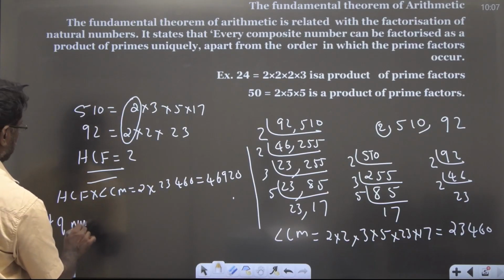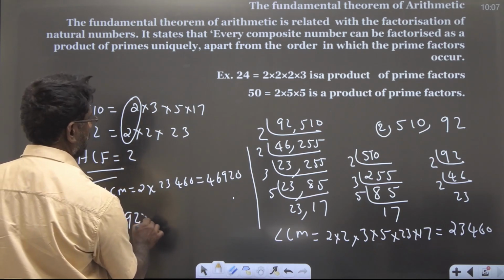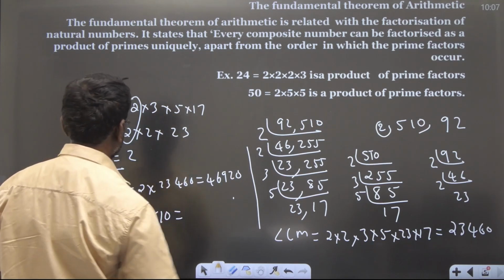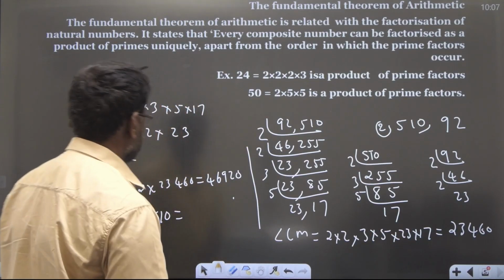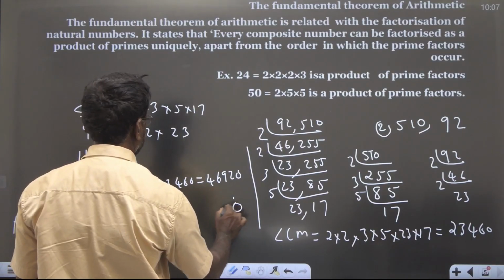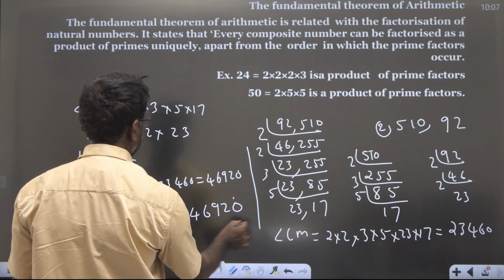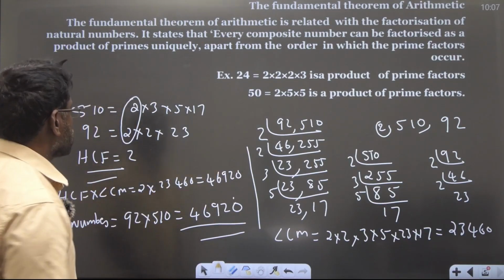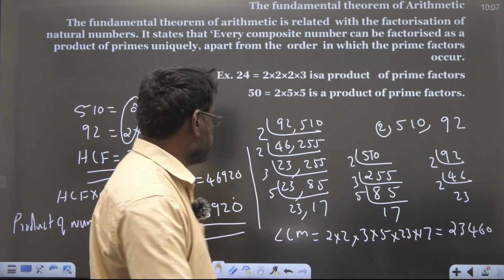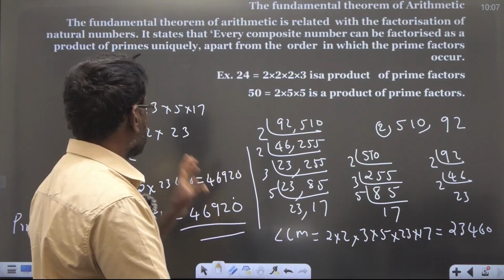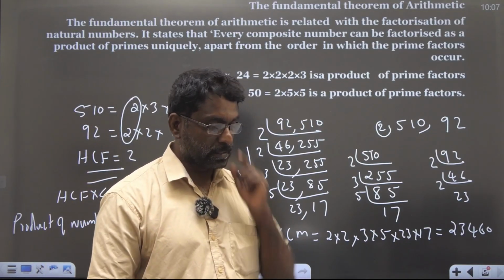Product of the numbers is 92 into 510. Multiply 92 with 510 and you get 46,920. Yes, correct, both are the same. On verification we get both are the same. LCM into HCF is equal to the product of the given numbers. Okay.